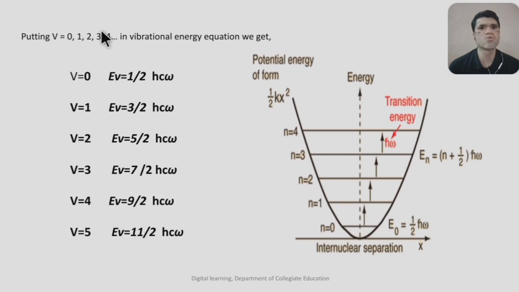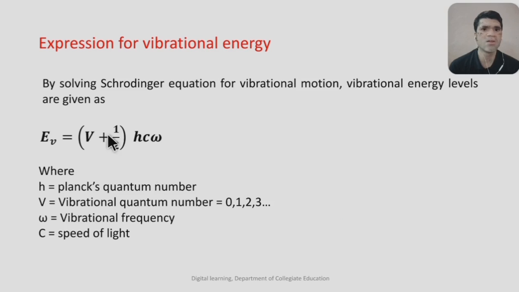By substituting values in the vibrational energy, we get different values. E_V is equal to 1/2 hcω when V is equal to 0. When V is equal to 1, it is 3/2 hcω. When V is equal to 2, it is 5/2 hcω. So when we substitute the value 0, E0 is equal to 1/2 hcω, and when we substitute 1, it is 3/2 hcω.